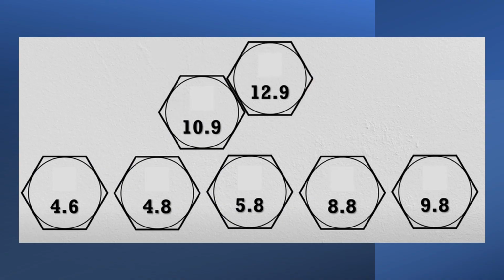So let's take an example here. There are many numbers written on the bolt head: 4.6, 4.8, 5.8, 8.8, up to 12.9. If you see such bolts with those numbers written, what does it mean? If it is written 4.6, then it means two things. The first number is for tensile, the second is for yield. So what is tensile and what is yield strength?